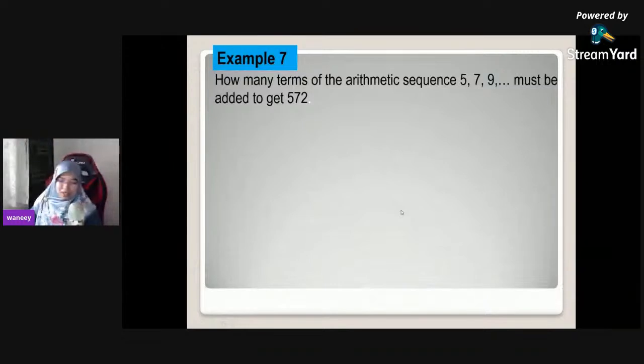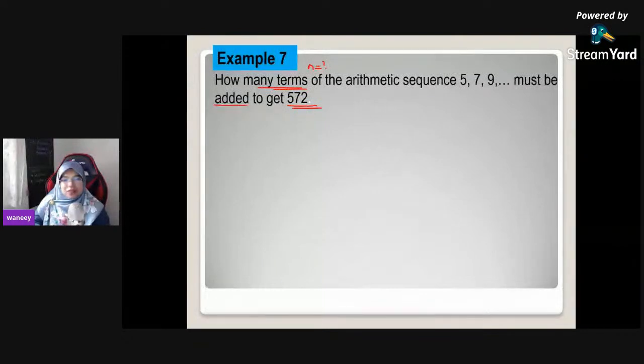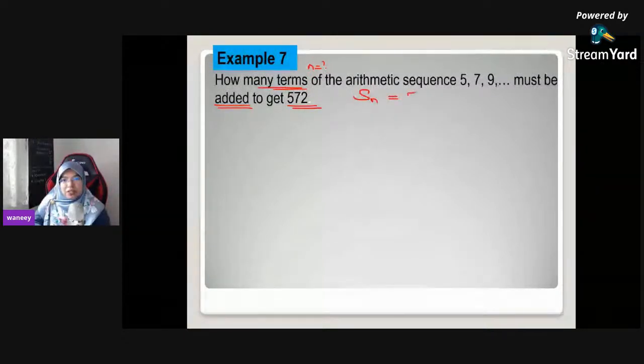Okay, so now I'll give you some time to do example 7. How many terms of the arithmetic sequence 5, 7, 9 must be added to get 572? How many terms? That means I want to know what is the value of n such that when I add everything together, I should get 572. Must be added, that means we are looking for S. So S of n is equal to 572. What is the value of n?